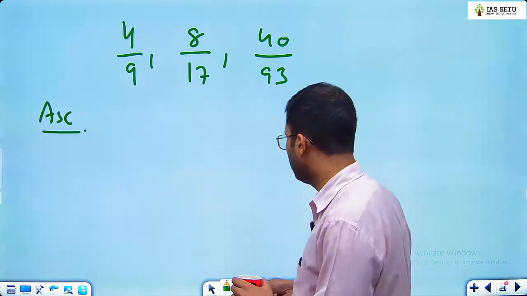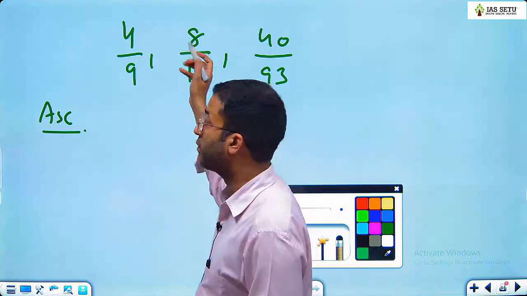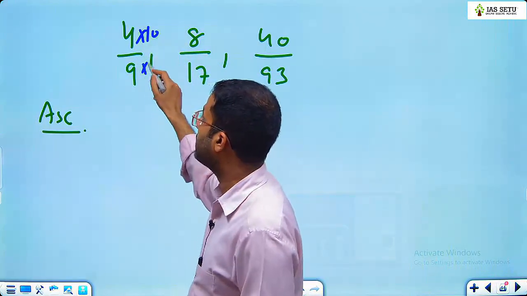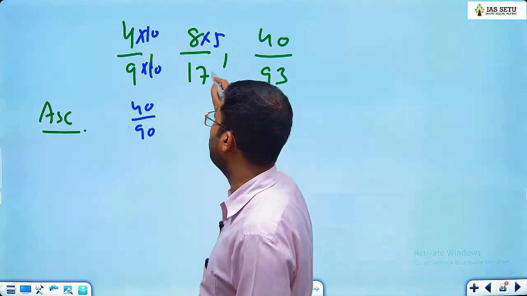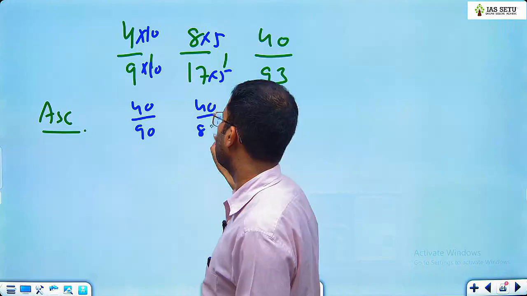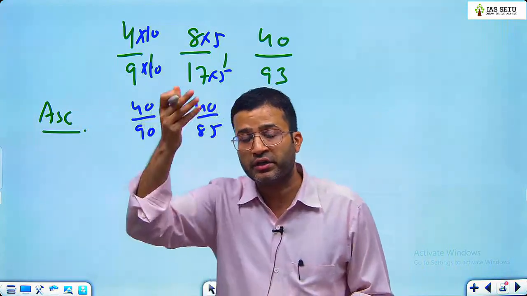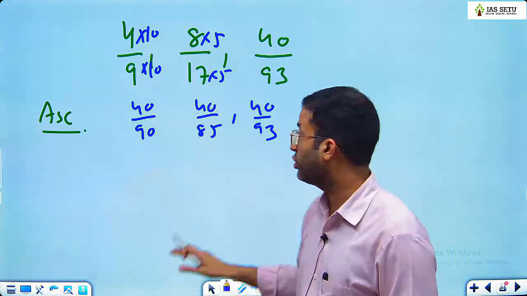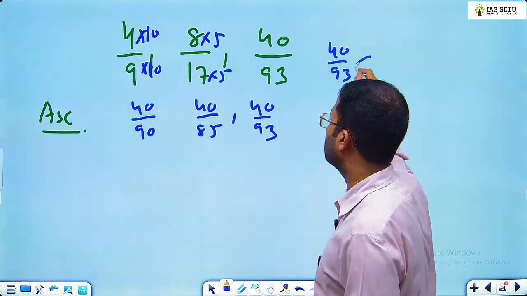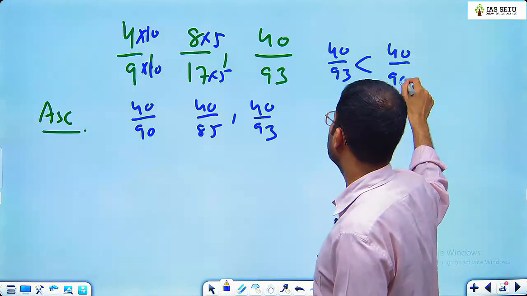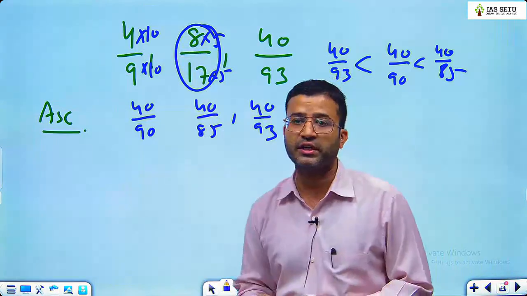See what we will do. We try to make our numerator constant: 4, 8, 40. Better we make 40. For that we multiply with 10. Multiply with 10. This is 40 by 90. How does this 8 become 40? Into 5. Into 5. 40 by 85. This is 40 by 93. Concept is as denominator increases, value decreases. 40 by 93 is the smallest fraction. 40 by 93 is lesser than 40 by 90, lesser than 40 by 85. So this is the largest fraction, 8 by 17.